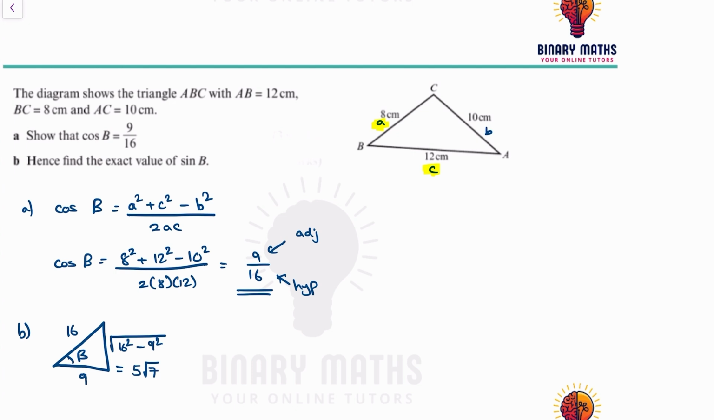Okay, because all these angles are acute, A and B acute, then that means sine B is in the first quadrant, so all of them are positive. So this is B, this is all, which means sine is positive, cos is positive, tan is positive. So sine B will be equal to opposite, which is 5 root 7, over hypotenuse, which is 16.